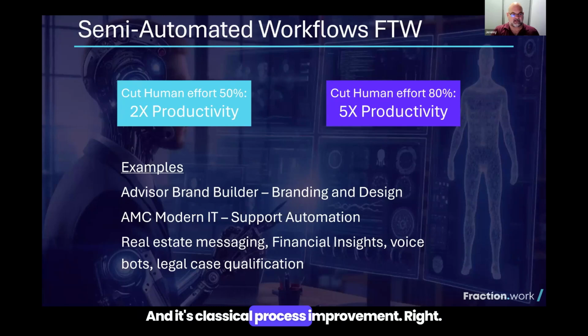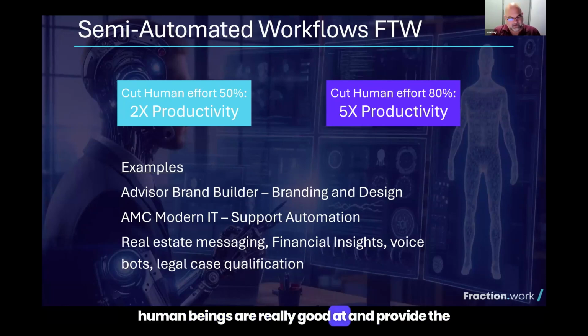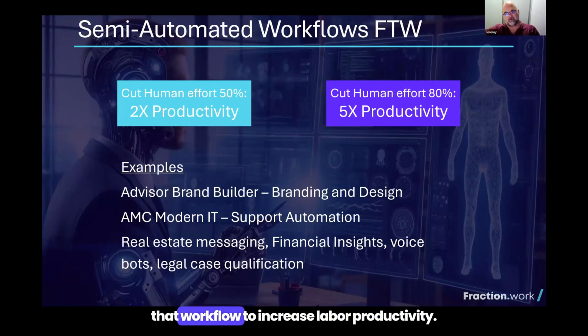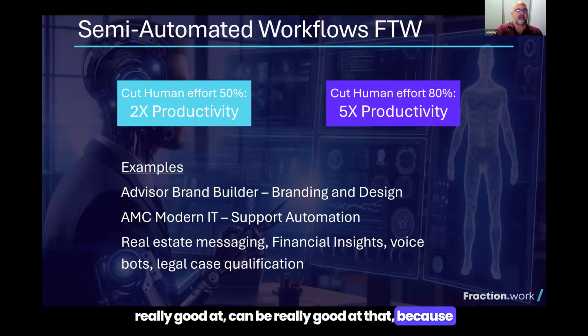And it's classical process improvement, right? Take away the rote, boring things that human beings do, and make the human beings focus on what human beings are really good at, and provide the decision support and provide the assistance in that workflow to increase labor productivity. It just so happens that AI and generative AI can be really good at that, because it becomes sort of a conversation between the human and the machine, which is the whole idea of the prompt, right?